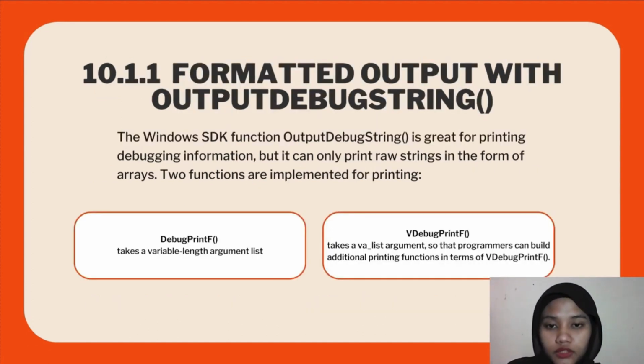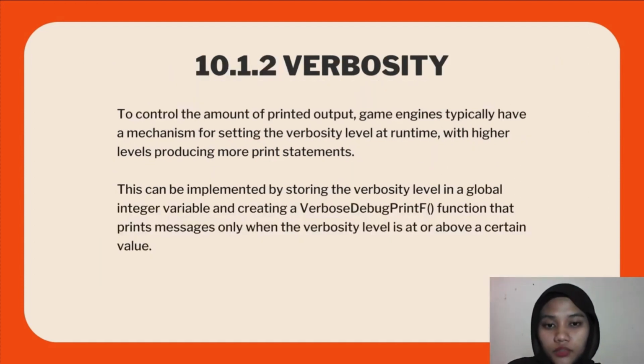Here are the two functions for output debug string. The first one is debug printf that takes a variable length argument list, and the next one is vdebug printf that takes a va_list argument so that programmers can build additional printing functions in terms of vdebug printf. Next, we have verbosity. Verbosity is needed to control the amount of printed output.